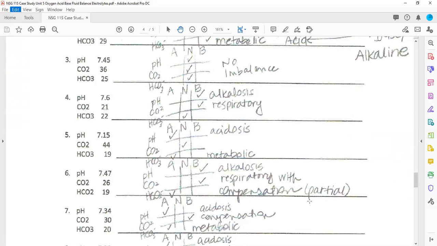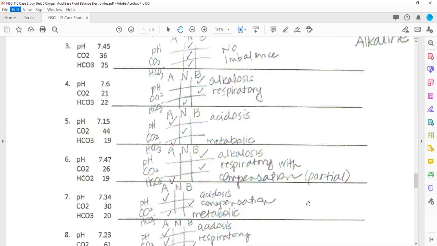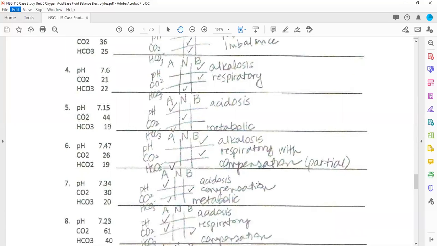So we don't have to say that it's partial compensation of bicarbonate. We know that if CO2 is the problem, respiratory, then partial compensation is happening with the level of bicarbonate. So we would just say respiratory alkalosis with partial compensation. So if you had a multiple choice question asking you about the acid-base imbalance, then you would choose the option that said respiratory alkalosis with partial compensation, okay? And I'll let you go on and look at the rest of these as well.